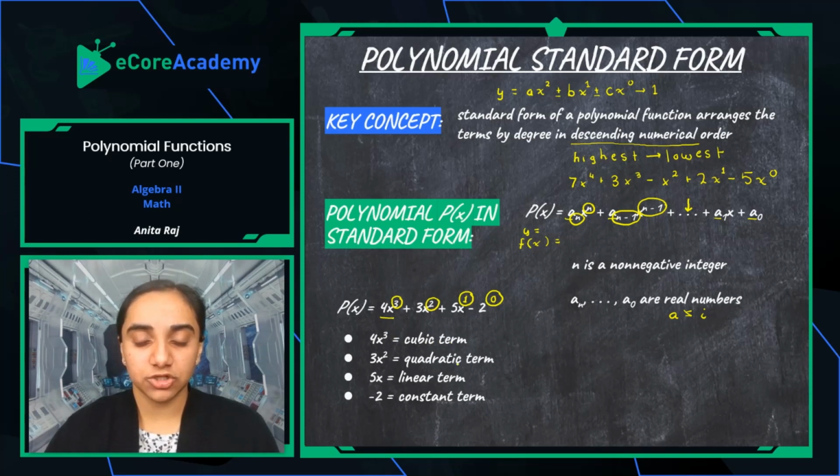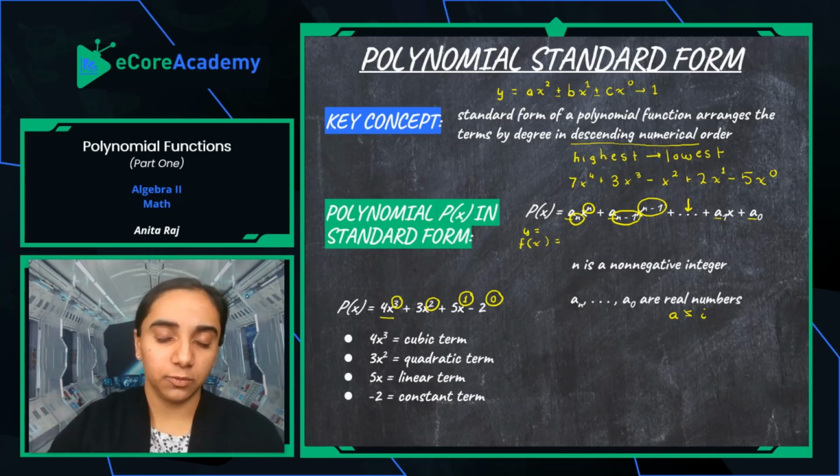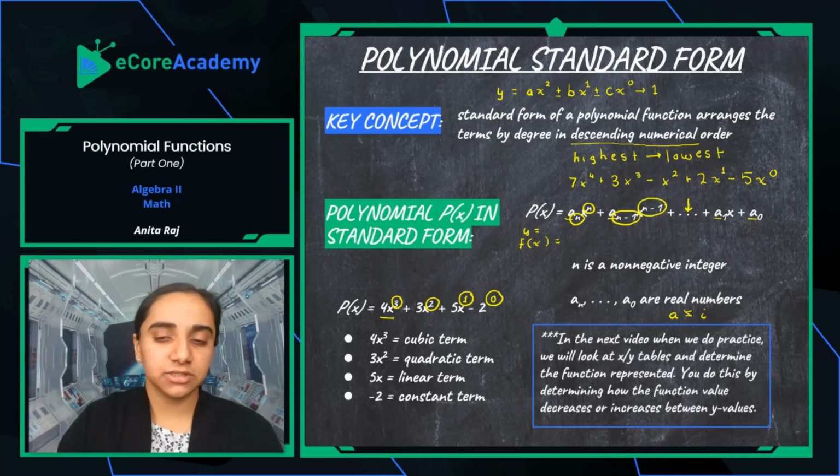3x squared is the quadratic term because of the 2. 5x is a linear term because of the 1, and then negative 2 is a constant term because it doesn't have any variable attached to it, so it's not going to change depending on whatever value we input for x. Lastly, I just put this in a small box.